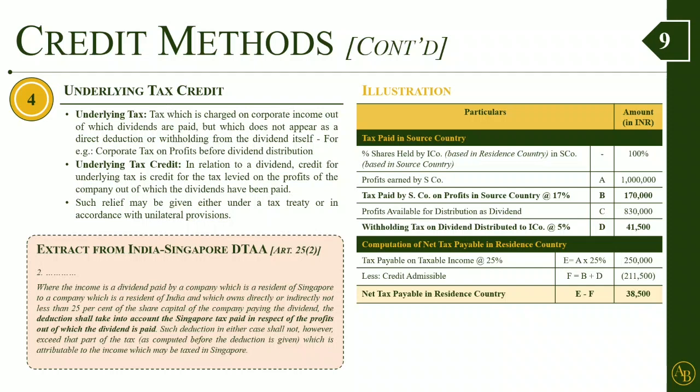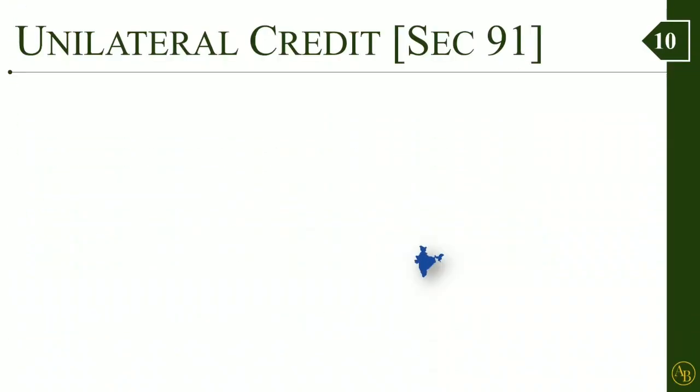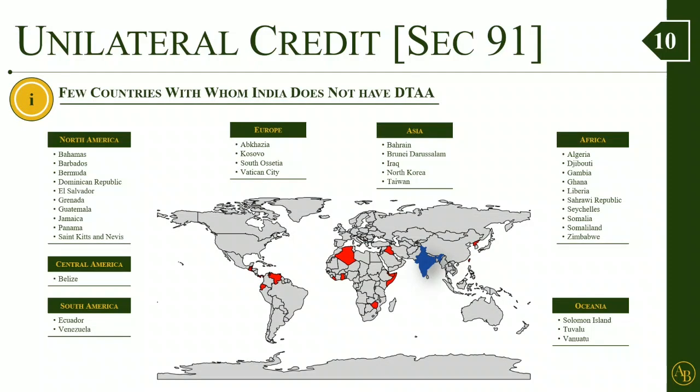Now we move ahead to the next topic, which is unilateral credit, that is Section 91 of the Income Tax Act. As you may see, I have listed certain countries with which India does not have a DTAA. There could be more as well, but as far as I have checked, till date there is no DTAA of India with these countries pertaining to different regions.